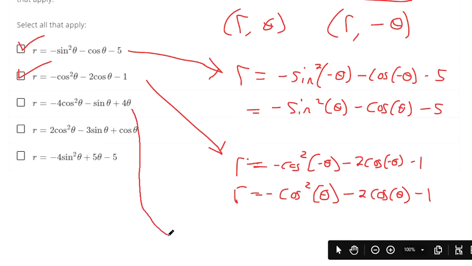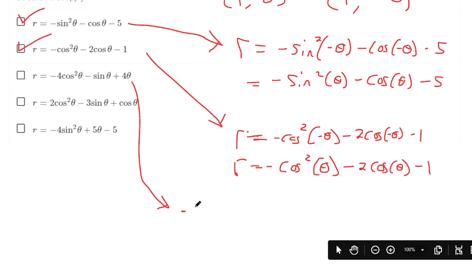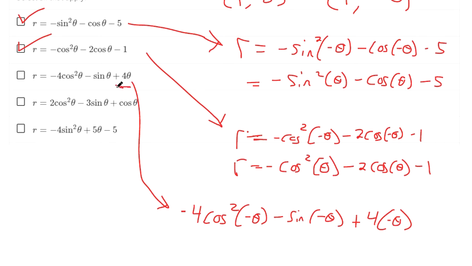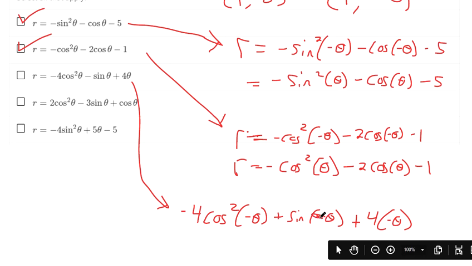Down here, negative 4 cosine squared negative theta subtracted by sine negative theta. I can already tell this one isn't going to work, and you might be able to too by now. Because look, 4 times negative theta is going to be negative 4 theta, so these aren't going to match. But same thing over here. Sine of negative theta is negative sine theta. A negative is going to make this be a positive, so this isn't a match.